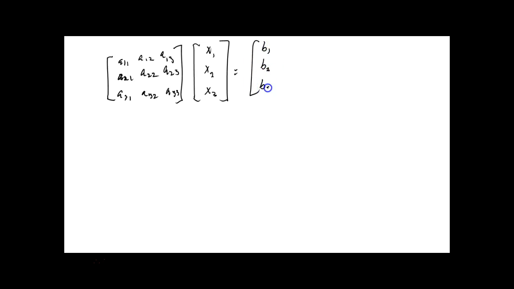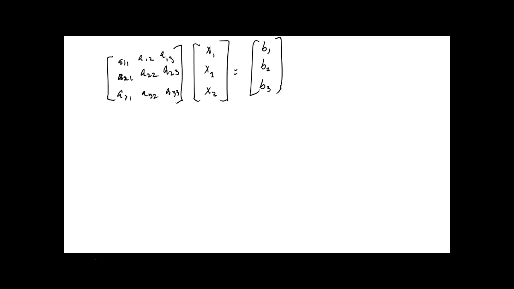A21, A22, A23, and A31, A32, A33. Okay? And multiply that by the column vector x1, x2, x3. And that will yield the constant vector b1, b2, b3. Now basically all we did there is translate a system of equations into a matrix multiplication problem.